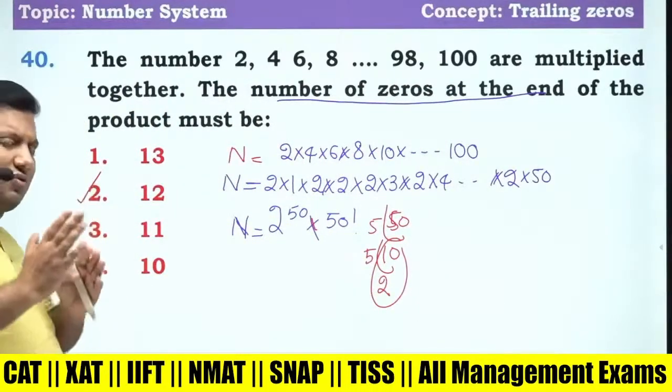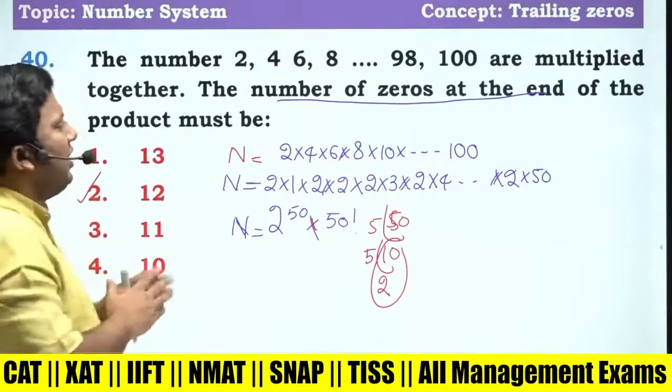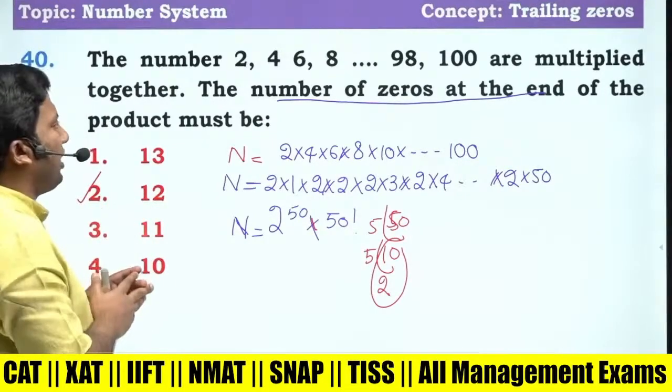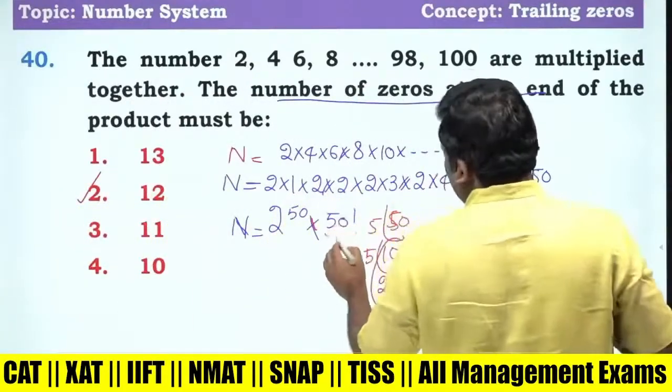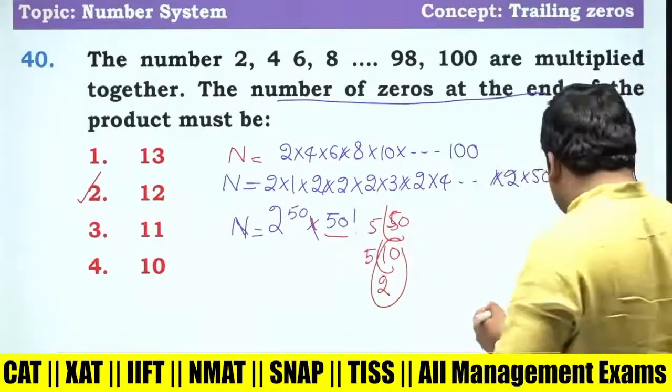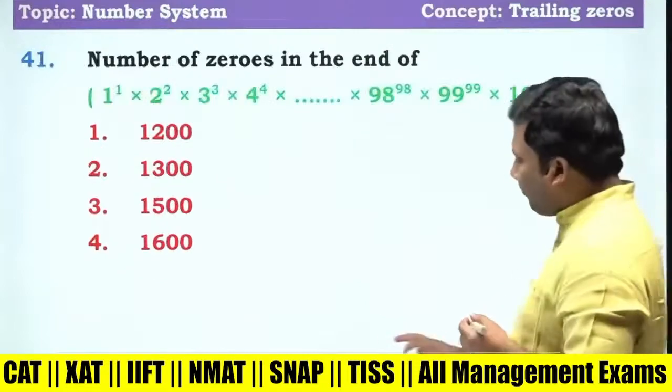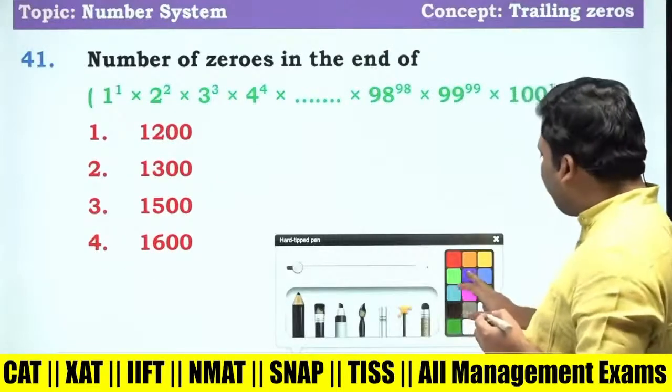Starting with this question, there are some very, very good questions that we are going to solve in today's class. This model we discussed in session number 1. So 50 factorial. Don't waste your time on the powers of 2. Next one.